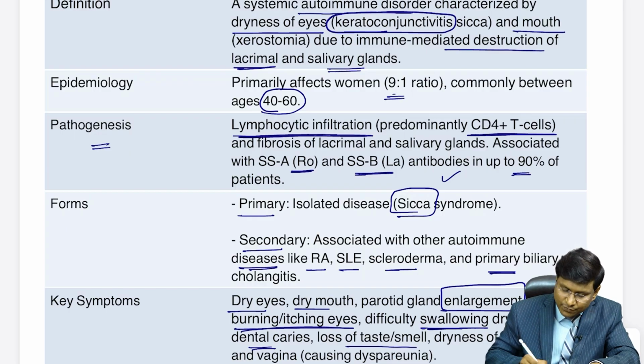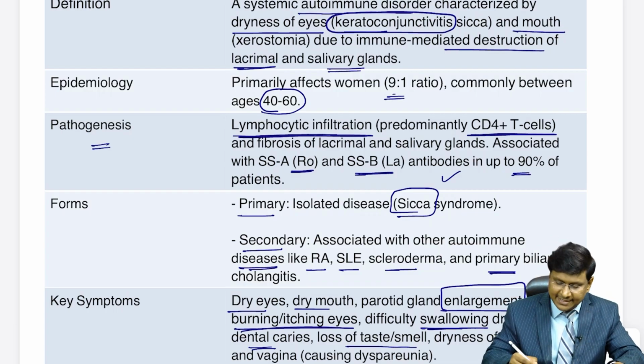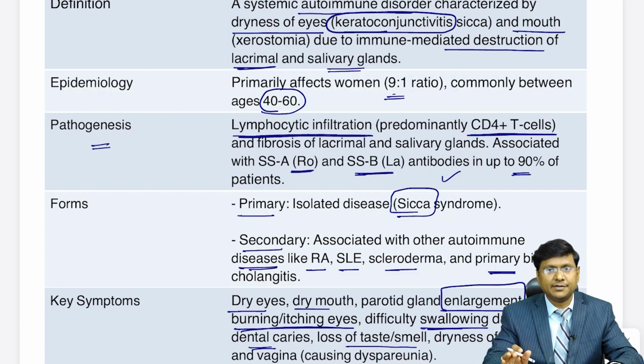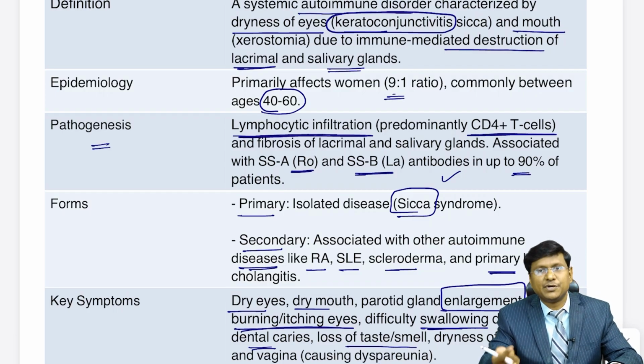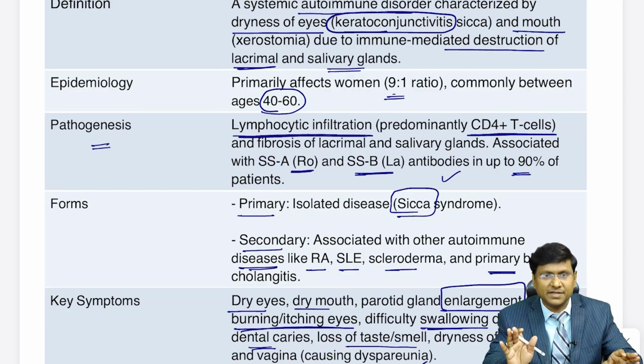smell, dryness of throat, and there will be destruction of the Bartholin's glands in these individuals, and that is the one which will be responsible for dryness of vagina. Because of the dryness of the vagina, these patients will have dyspareunia, where they will have a painful sexual intercourse. So that is nothing but dyspareunia, and that is due to dryness of the vagina.